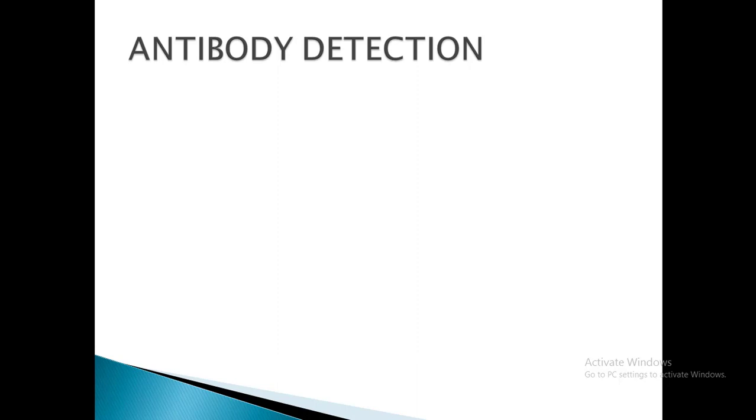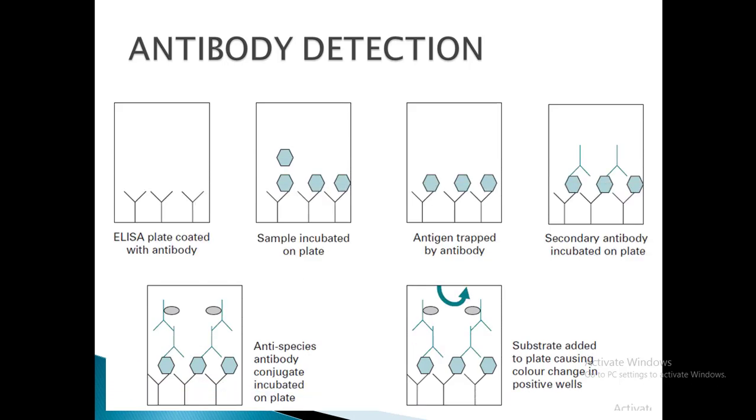Now we can also detect antibody via ELISA, and that we term as indirect ELISA for detection of antibody. Again, if you see, we already have the antigen coated on the ELISA plate or surface. Then we put the sample for incubation. Now this is the known antigen that can bind to this antibody. Now the antigen gets trapped by the antibody.